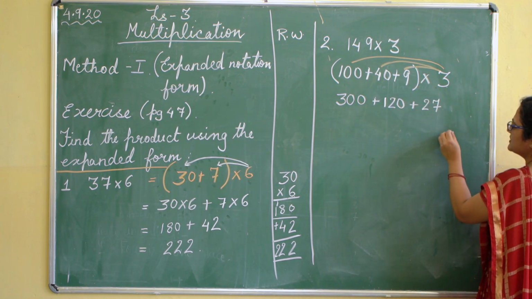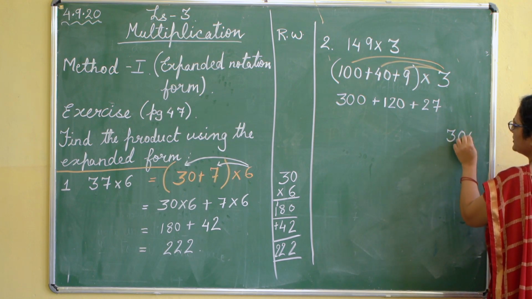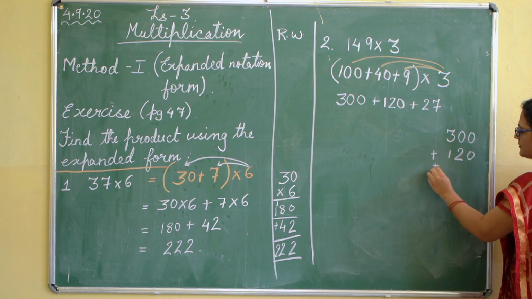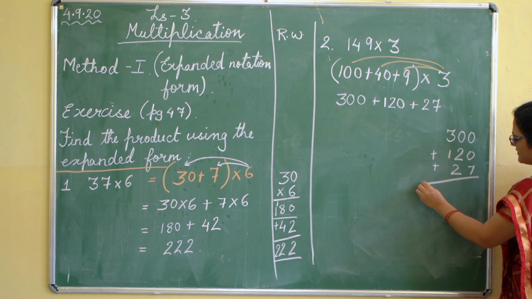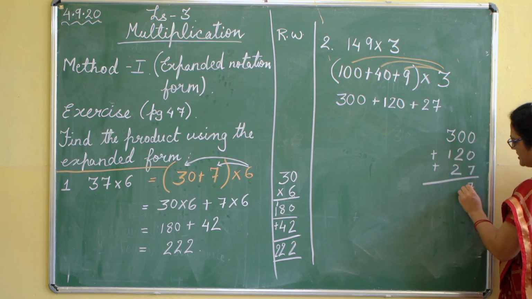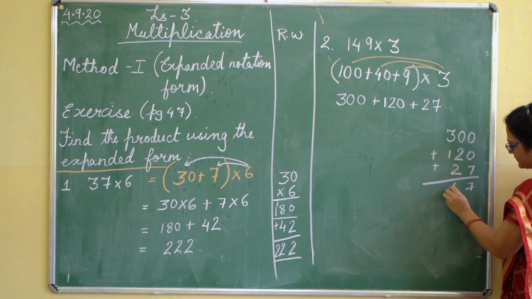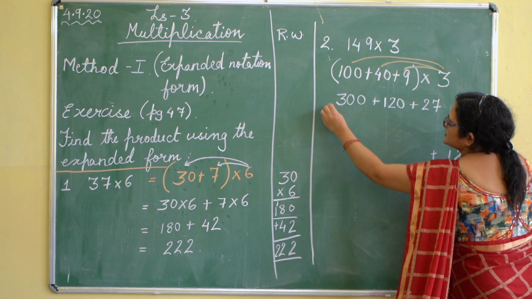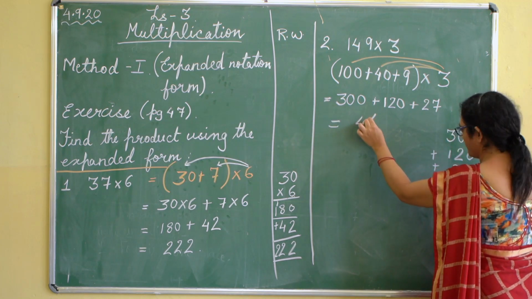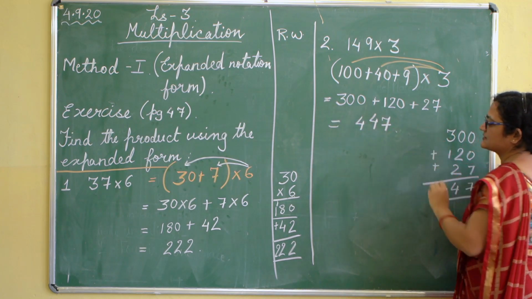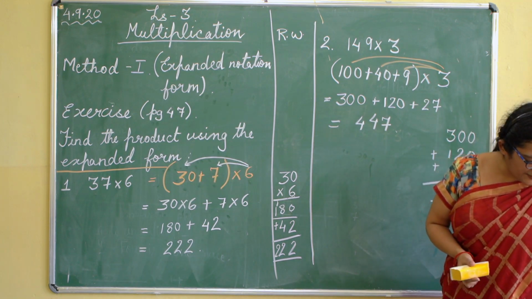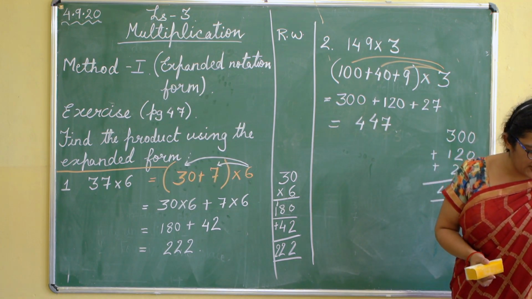Now we'll add these numbers in the rough work. 300 plus 120 plus 27. 7 plus 0 is 7, 2 plus 2 is 4, 3 plus 1 is 4. So your answer comes 447. Understood? Now we'll do the second part of the question, page number 48.